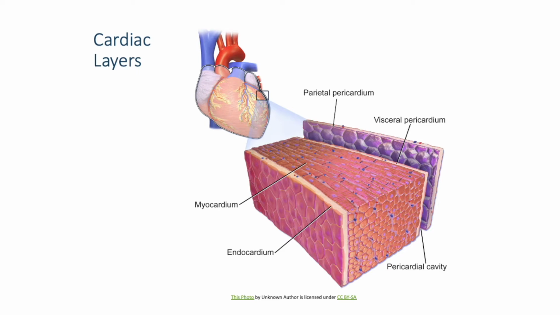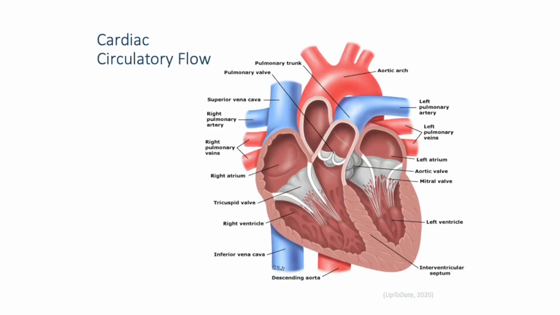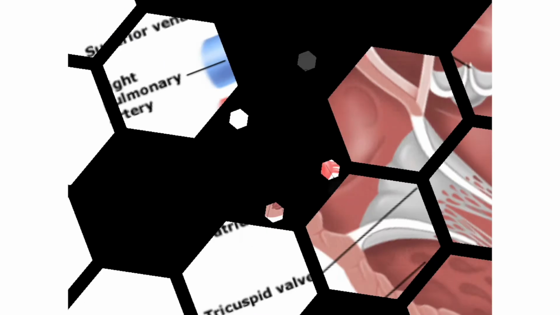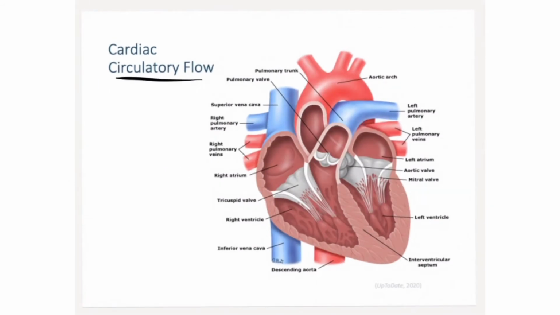Taking this coronal view again of the heart, let's look at the cardiac circulatory flow more in depth. Our cardiac circulatory flow begins in the right atrium as the blood returning is supplied from the SVC, IVC, and the coronary sinus, which we'll look at more in depth. But it is pumped from the right atrium through the tricuspid valve into the right ventricle, through the pulmonary valve into the left and right pulmonary arteries.